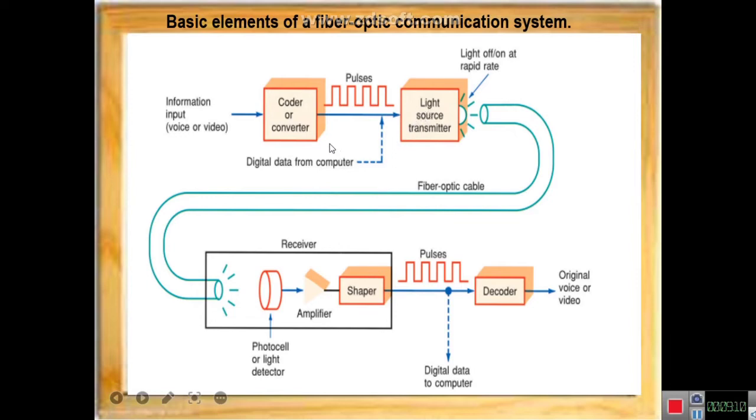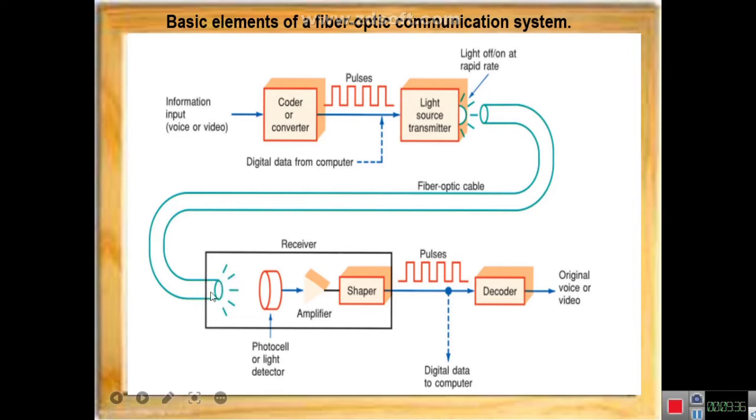Kapag yung input naman ay digital, then it is directly sent through the light source transmitter circuit, which converts the signal in a form of light waves. The light waves received from the transmitter circuit to the fiber optic cable is now transmitted from the source location to the destination and received at the receiver side.